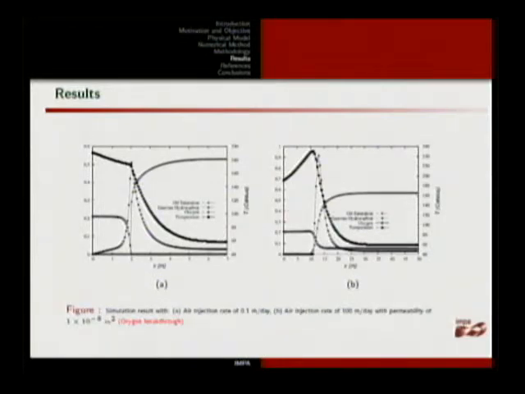In another case, I changed the permeability in order to reduce the oxygen breakthrough, also with 100 meters per day of air injection rate, and the oxygen breakthrough still exists. However, you can see that the temperature was reduced, since the pressure, in this case, will be higher.